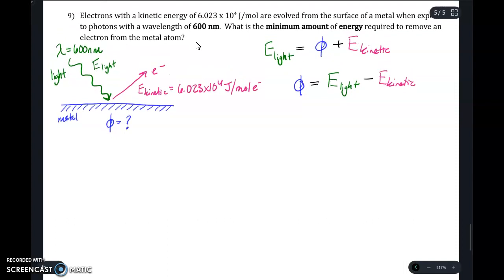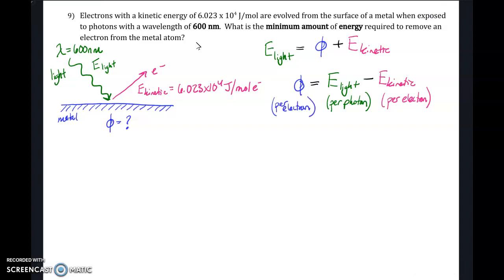Now, what makes this problem a little bit tricky is that, remember, these equations, when we use them, always have to be calculated per particle. So when we're talking about the energy of the light here, we're talking about the energy per photon. And when we're talking about the kinetic energy, we're talking about the energy that's left over per electron. And when we're talking about the binding energy, we're talking about the amount that's needed to eject each electron, right? So that's also a per electron amount.